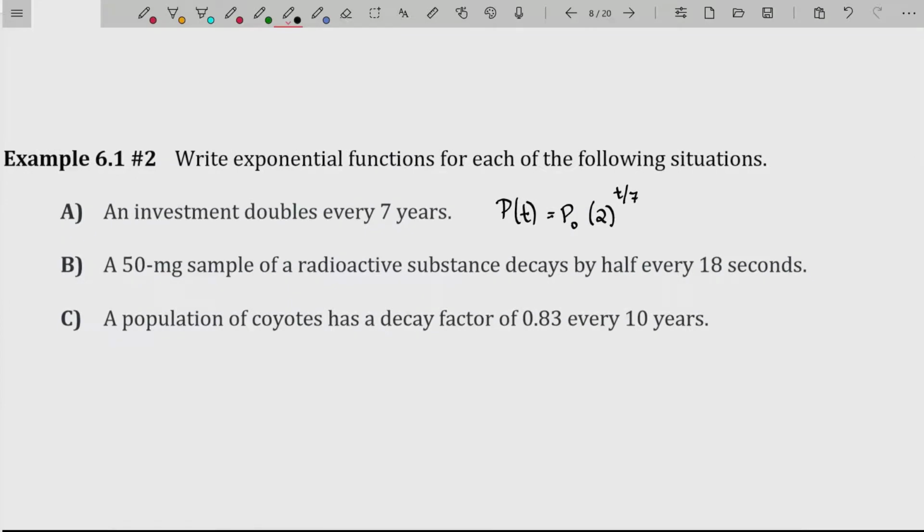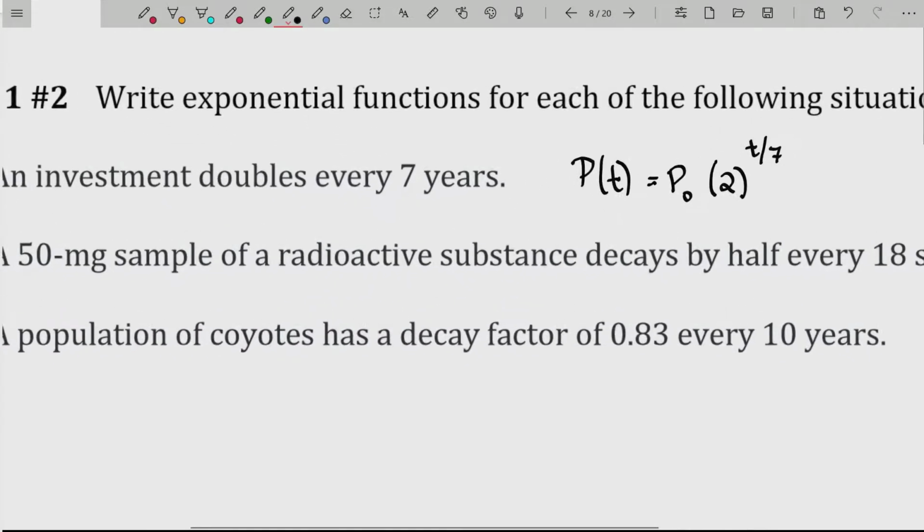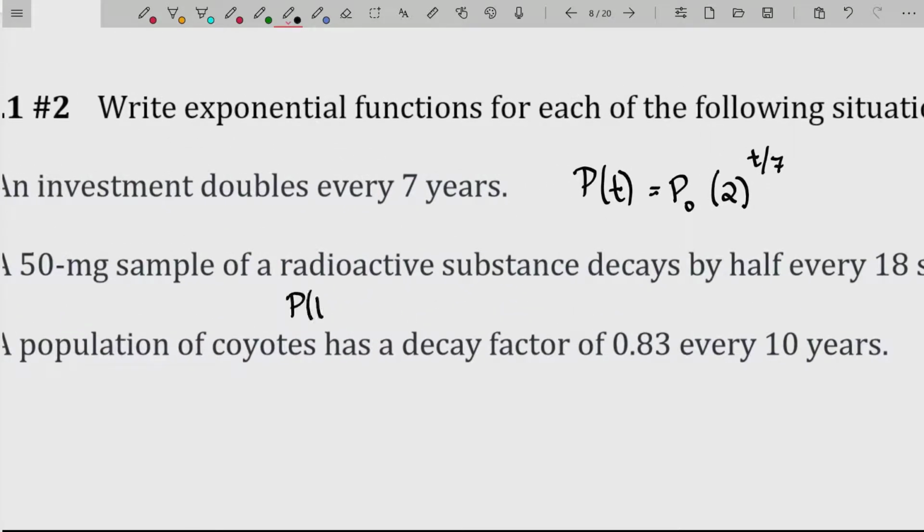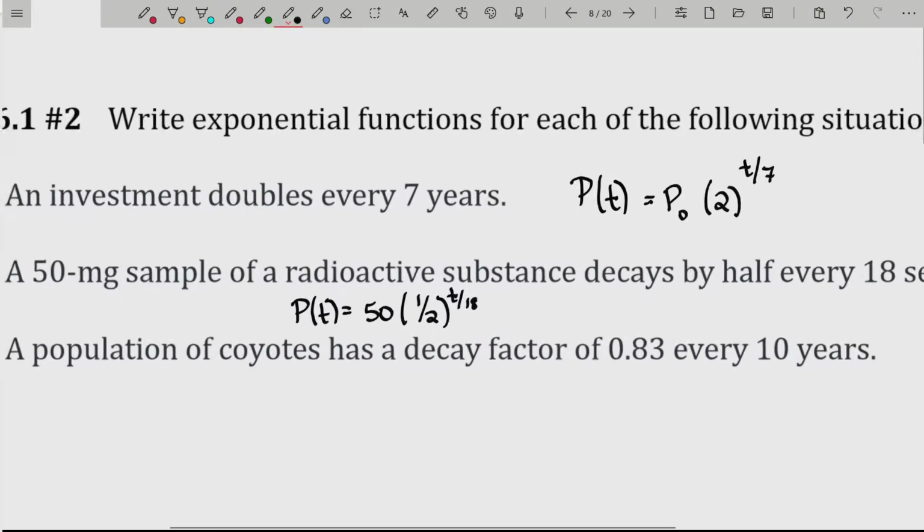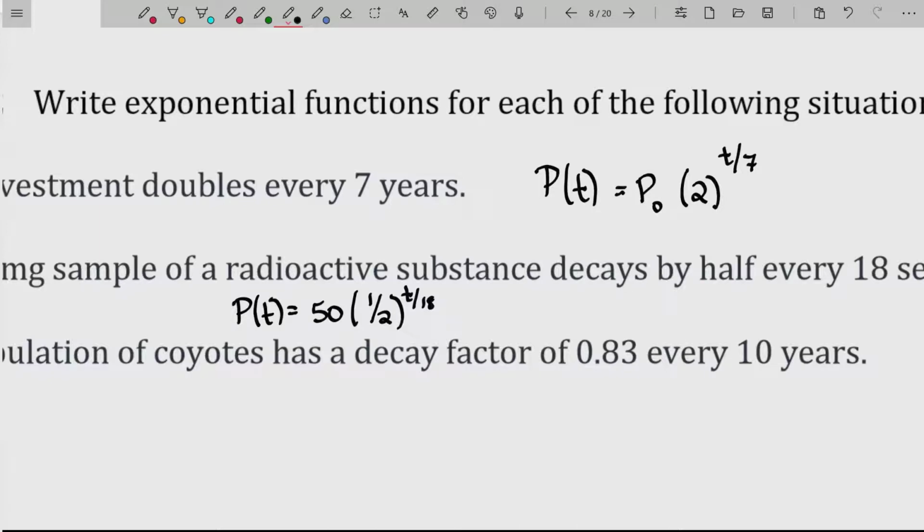You have a 50 milligram sample of a radioactive substance. It decays by half every 18 seconds. So the population of that radioactive substance was initially 50. It decays by half, or you get to keep half, every 18 seconds. That's supposed to be an 18. Sorry, it's really small. All right. Another, by the way, you might say, hold on, decays by half, but you wrote half. Shouldn't it be 1 minus a half? If you keep a population and you lose half of it, well, that is a half. So there you go.